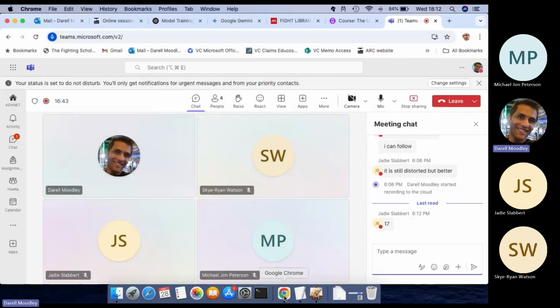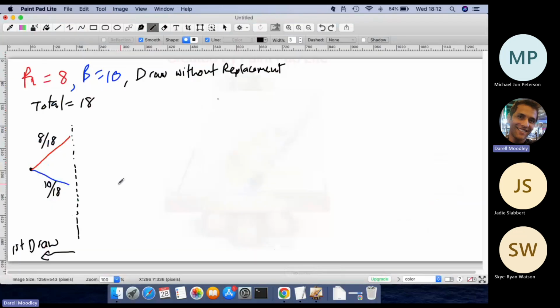Everyone, yep, that's right, JD. 17. So everyone agrees that now, when we're talking about the second draw, which is everything now on the right of this dash line, we're now working with 17 marbles, not 18. This is your second row.